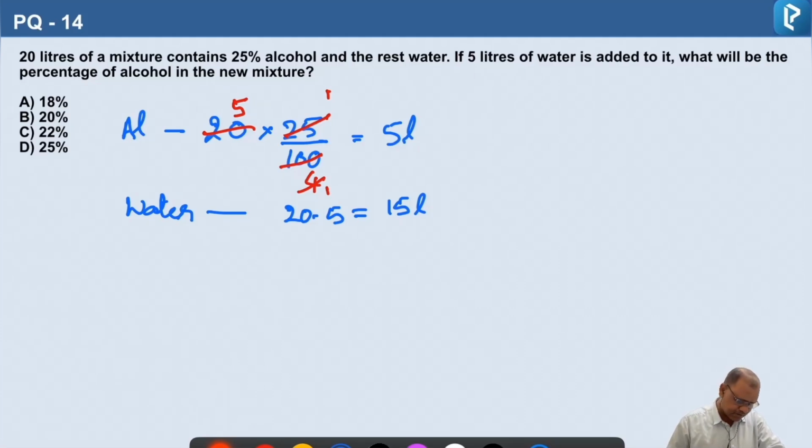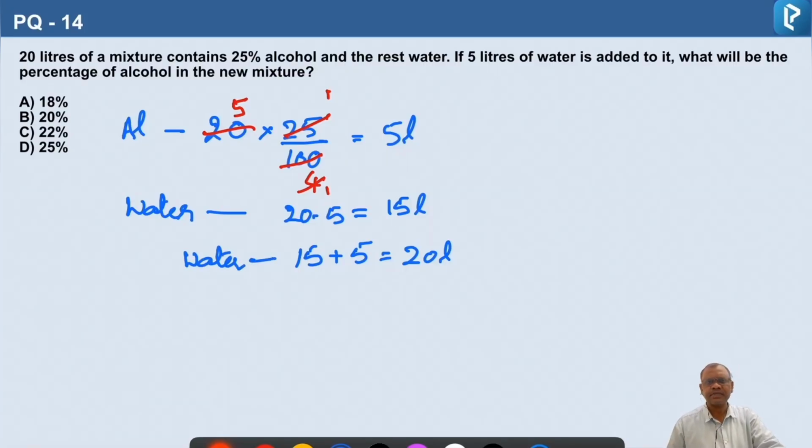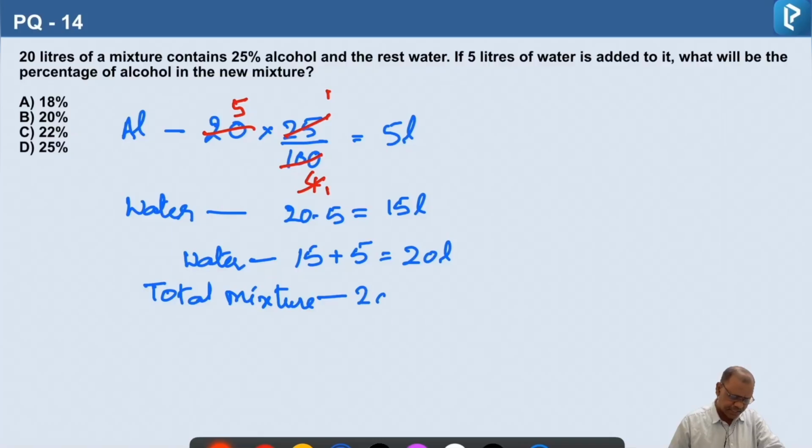So now water quantity becomes 15 plus 5, that is 20 liters. Now the overall quantity, total quantity, earlier it was 20, now we are adding 5 liters of water, so the total mixture becomes 25 liters.